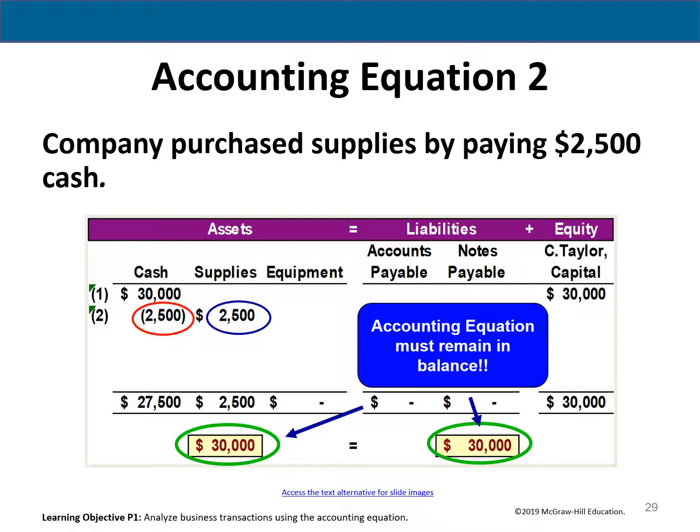So take a look. When the company pays $2,500 for supplies, they just decrease their cash. It now has a balance of $27,500. But they now have a new asset called supplies. Add those two assets together. Assets equal $30,000. Liabilities are 0. Equity, $30,000.